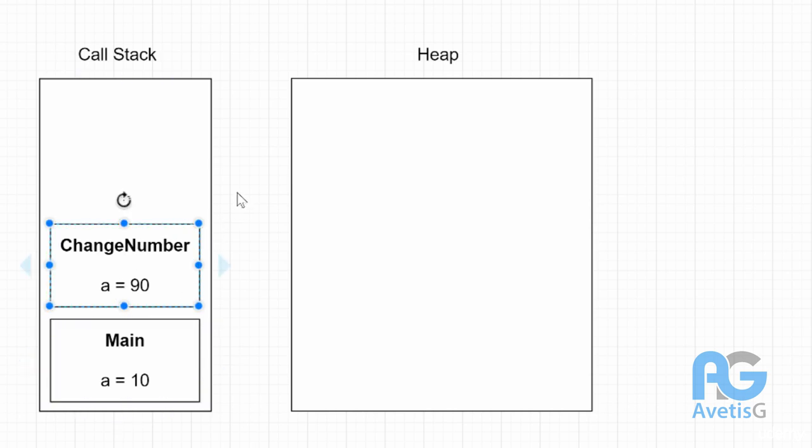So the call stack creates an item every time a function is called, and the function will have its local variables within it. So main has its a, which was 10, and then change number has its a, which equals 90. But here's the kicker. Since a was an integer, and an integer is a value type, we save that onto the stack.